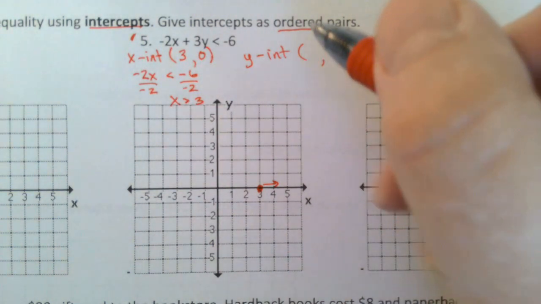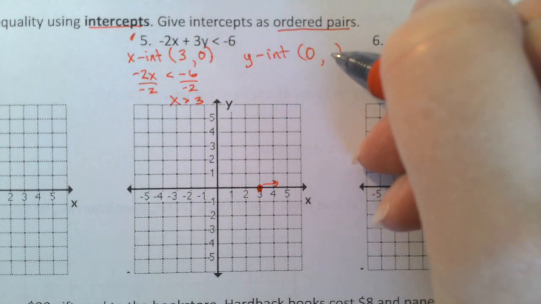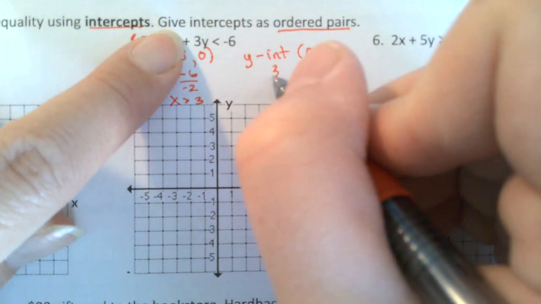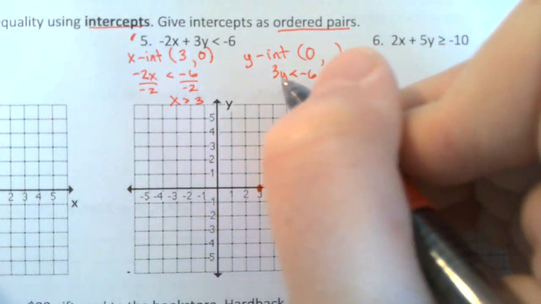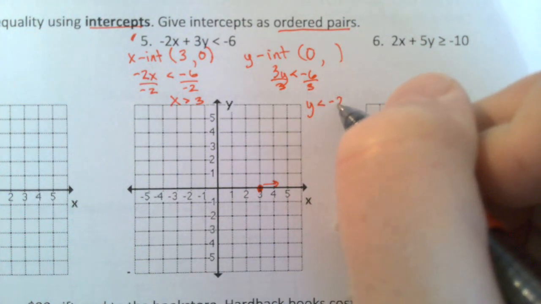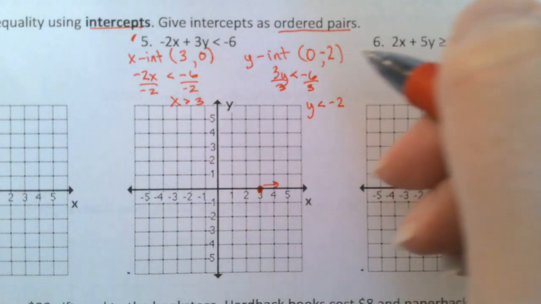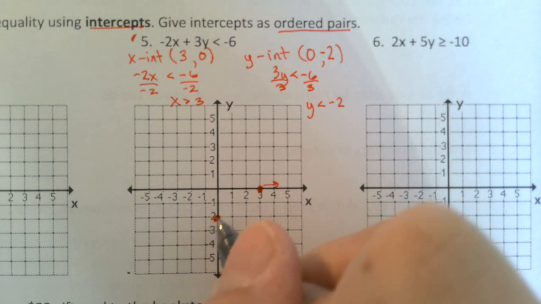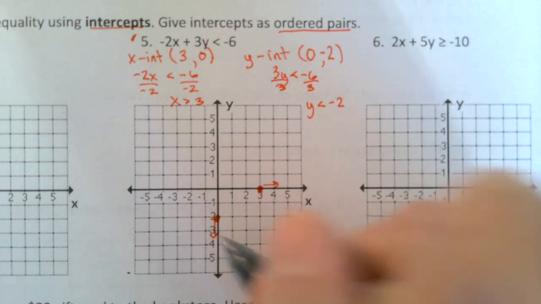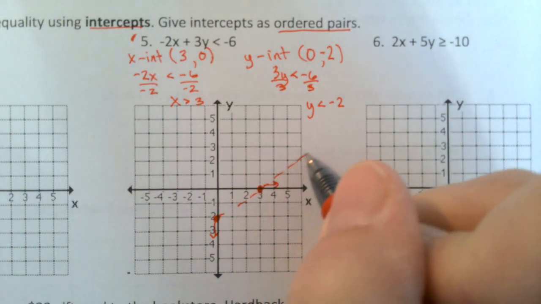Okay, the y-intercept is on the y-axis. The x value is 0 because we want to find y. So if I put 0 in, negative 2 times 0 is 0. I'm left with 3y is less than negative 6. Now, I'm not flipping my sign because I didn't divide by a negative. I just divided by 3. So my y value is negative 2. So plot that point. And then it says y is less than negative 2, which would mean I would go down the y-axis. This one is also a dashed line.